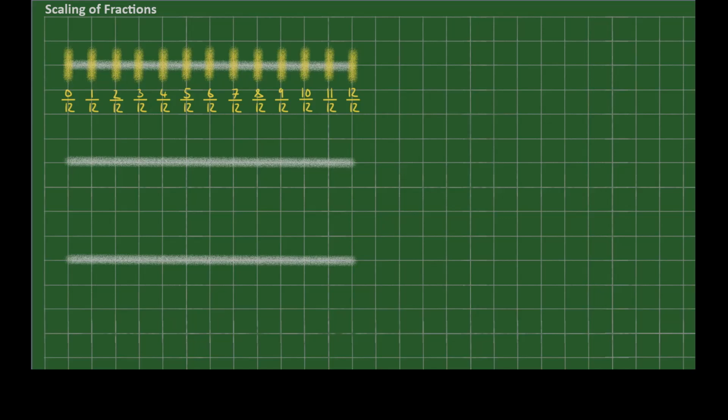The first line will be divided into 12 equal parts. Each section represents a 12th. The second line will be divided into 6 equal parts. Correspondingly, each section represents a 6th, and the third line will be divided into 3 equal parts. Each section represents a 3rd.